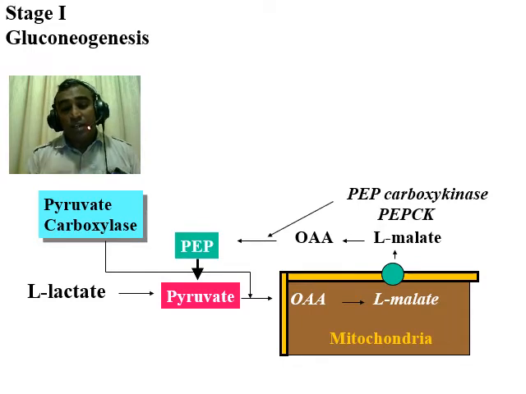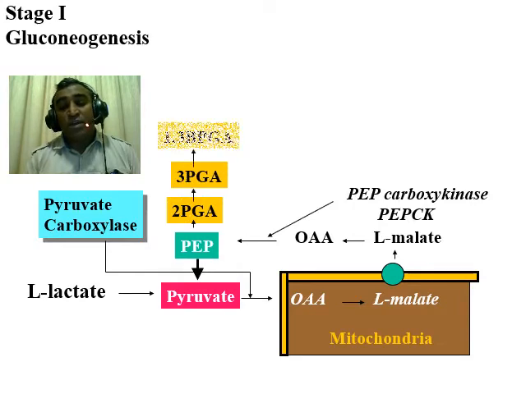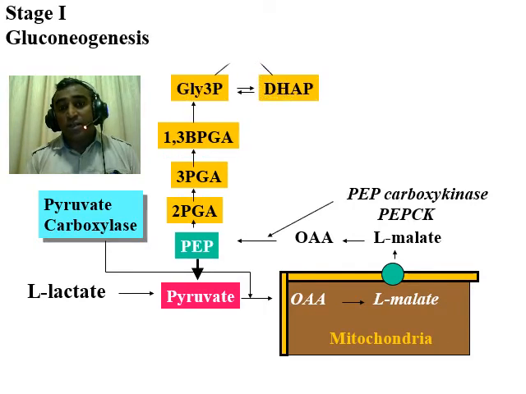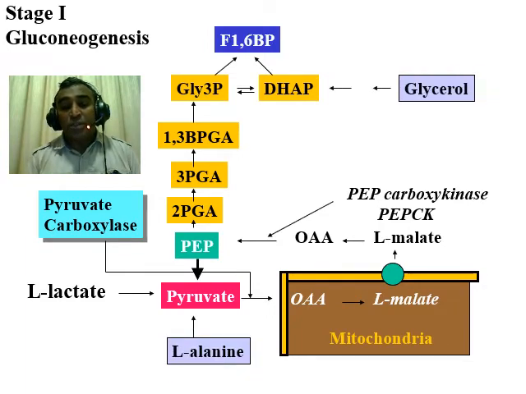And then another enzyme reacts on it, that is PEP carboxykinase, to convert oxaloacetate to phosphoenolpyruvate. So we can still generalize that gluconeogenesis happens in the cytoplasm overall, rather than taking into account this single step done in the mitochondria.